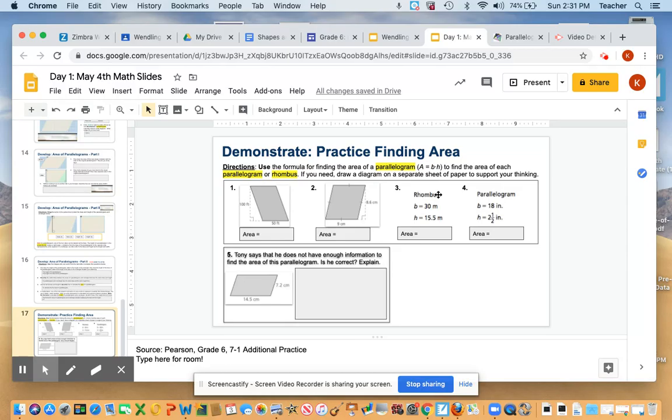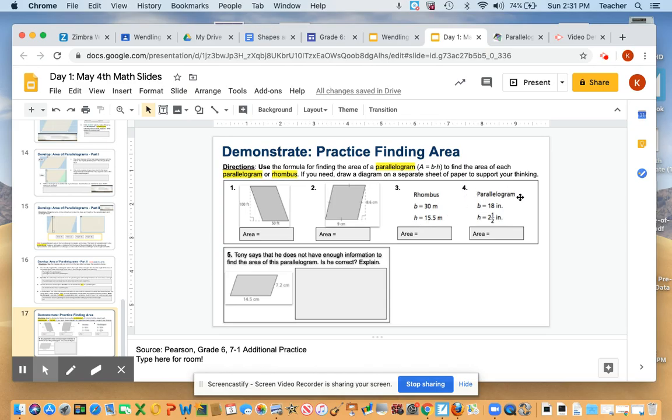Number 3, I have a rhombus, which we use the same exact formula, area is base times height, like we do for a parallelogram and a rectangle, same with a rhombus. My base is 30 meters, my height is 15.5 meters. Multiply your base and height.